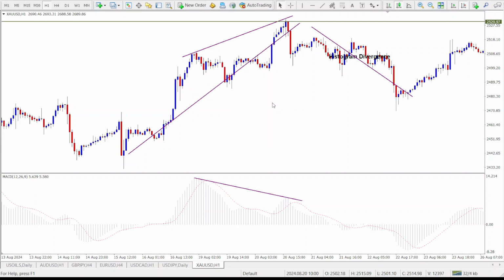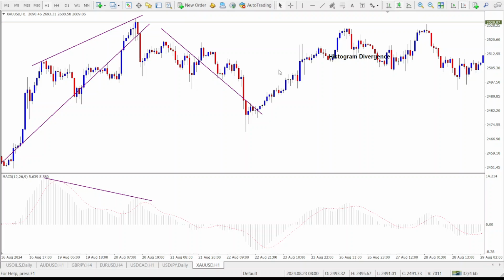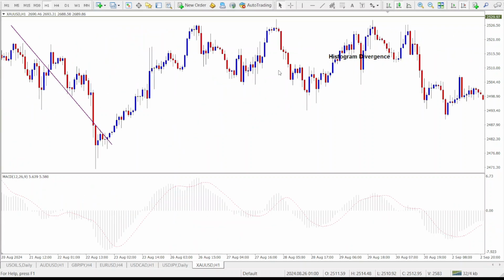So divergence is often an early signal of trend reversal, making it a great tool for swing traders or those looking to capitalize on momentum shifts, because when you notice a bearish divergence pattern happening around the resistance, it gives you an extra confirmation that that bearish reversal is likely going to happen.